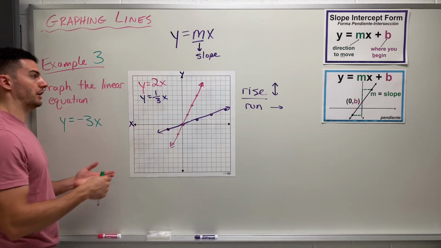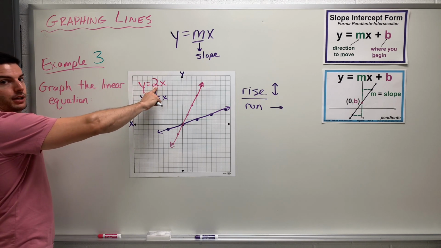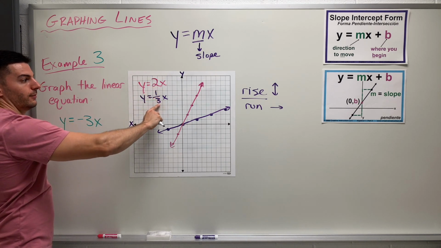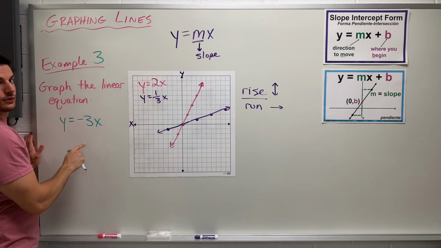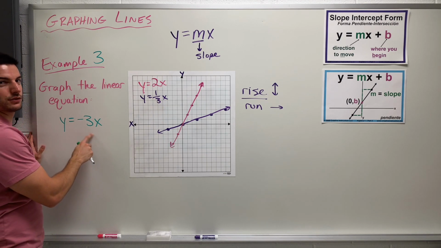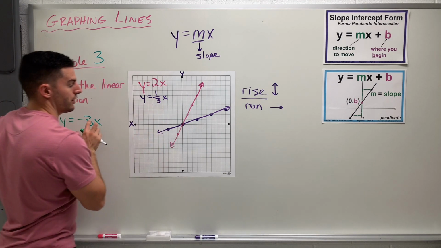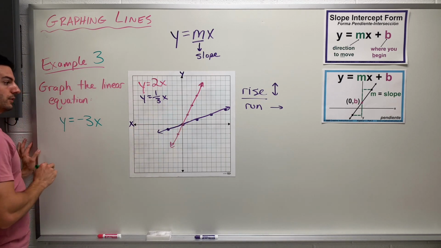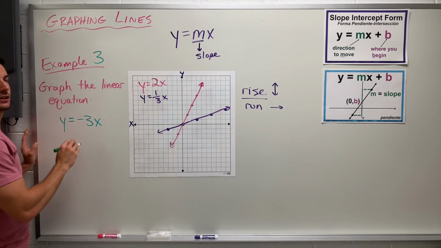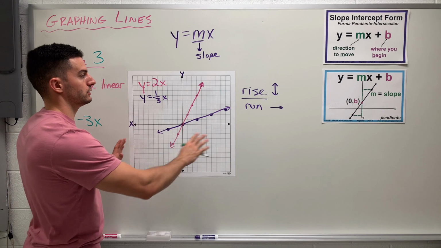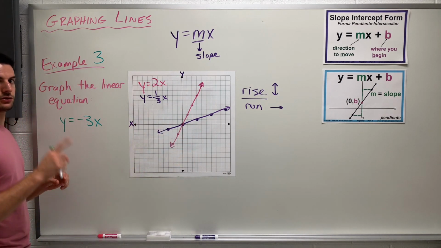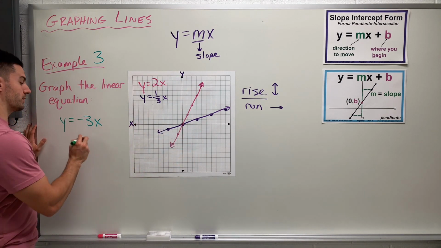Okay, and what's different about that? Well, the m value for the pink one is 2. The m value for this one is 1/3. This one's negative 3. So this is my first negative slope. So let's compare how that is going to look compared to these two. Okay. And normally we don't draw all these lines on the same grid like this. Usually you just draw one, but I think it's helpful to compare them.